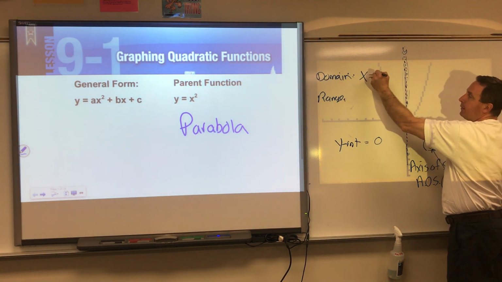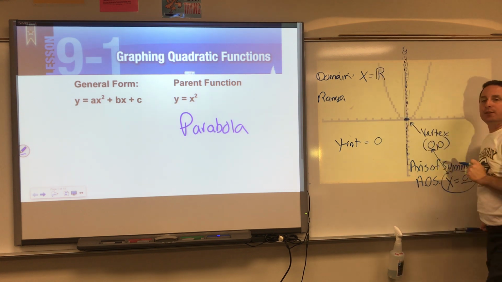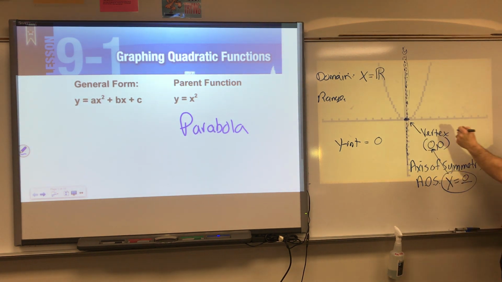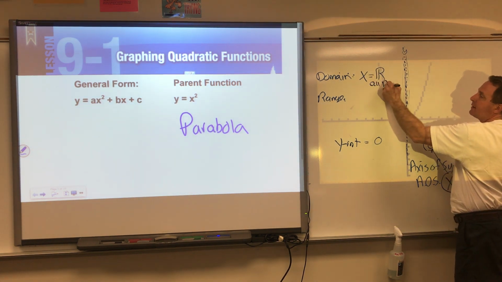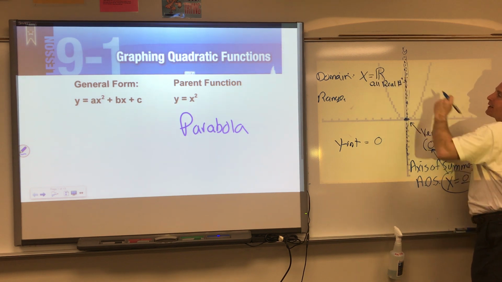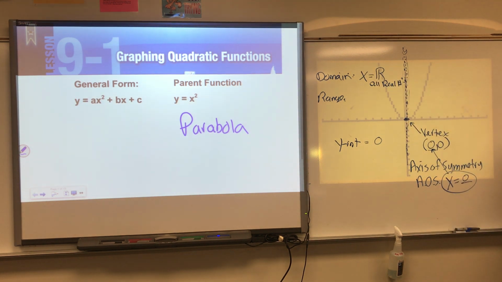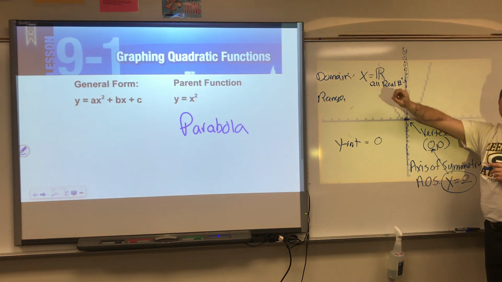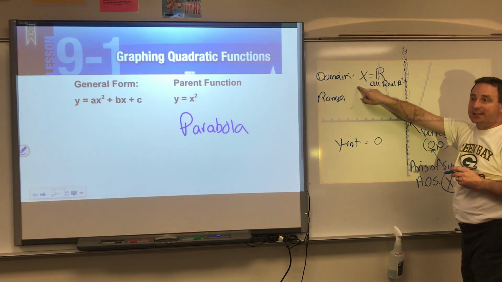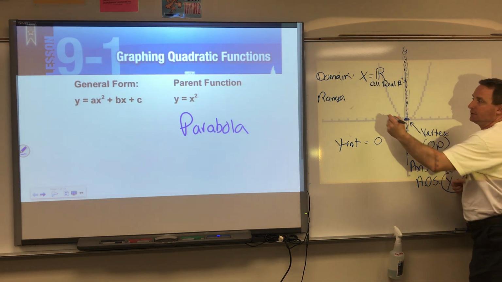Okay? And there's a symbol for that. It's like this capital R with two lines. That stands for all real numbers. If you would rather write all real numbers, you sure can. Okay, but I'm going to use that symbol. When we describe the domain, we should make sure we write x equals all real numbers.